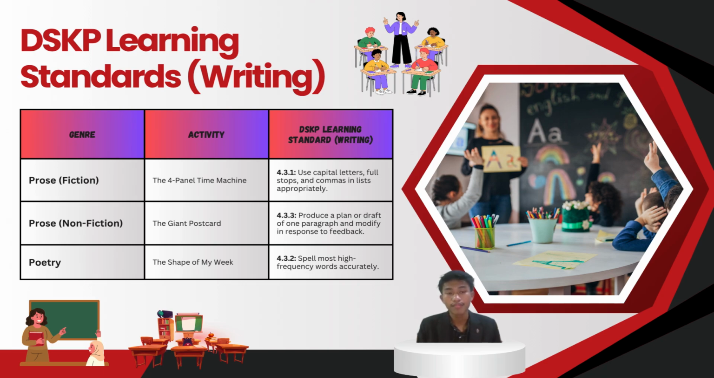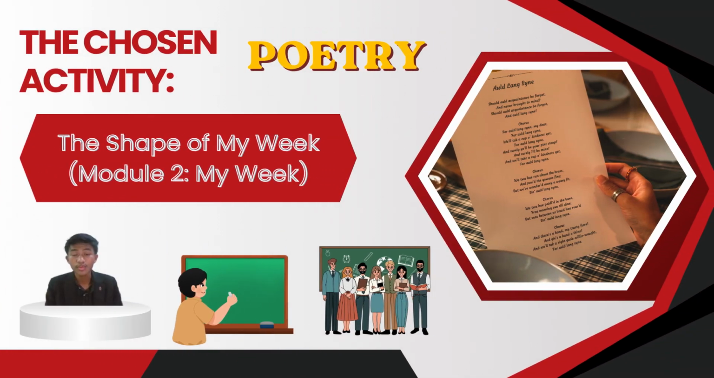Let's move on to the next slide. The chosen activity from the three earlier activities that I have explained is poetry. I have chosen poetry because I think it would make my students, or any other students, more interested in our lessons. The name given for this activity again is the shape of my week, focusing on module 2, which is my week.